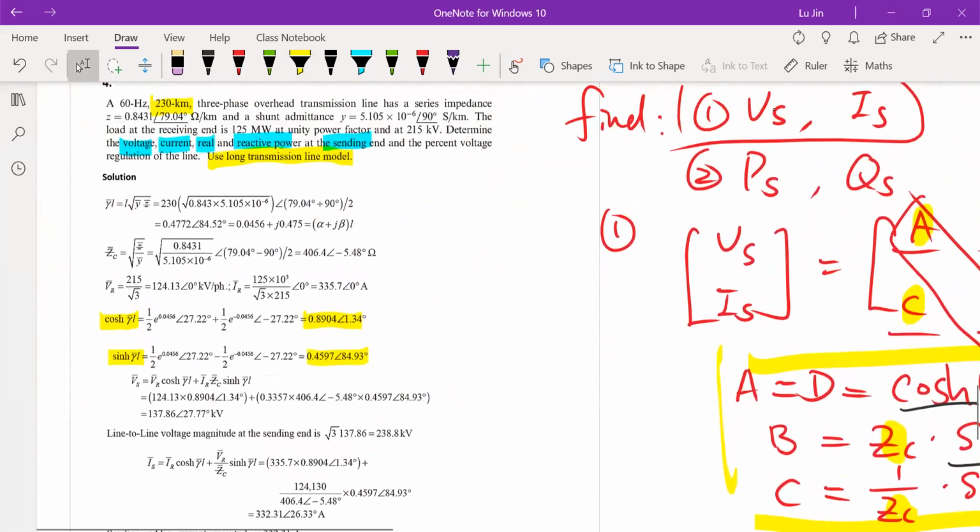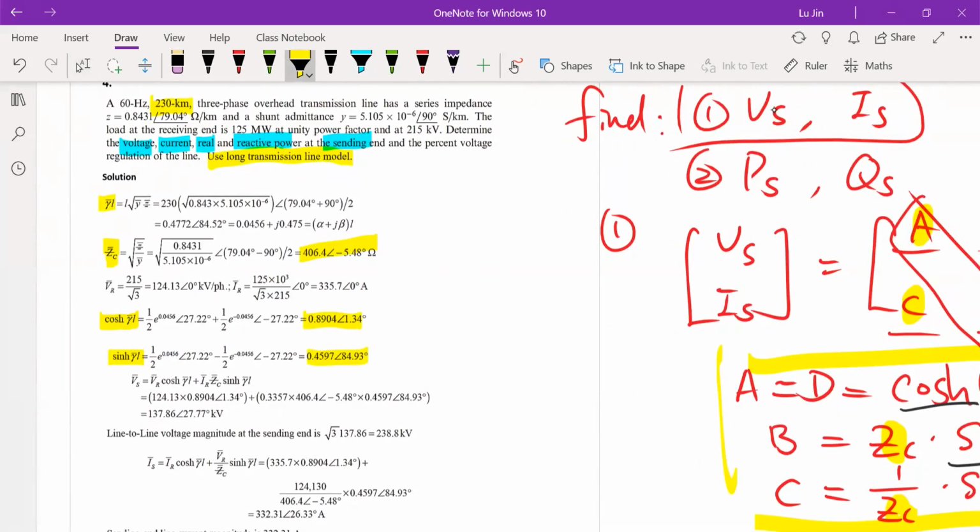Okay, the calculations are also given here. So you can see the ZC, the characteristic impedance, which is equal to ZC. And the gamma L, which we use in the cos and sin functions, is calculated here.